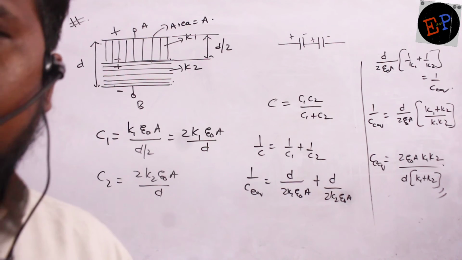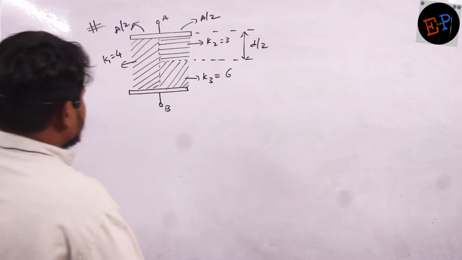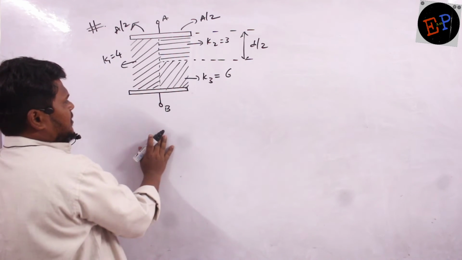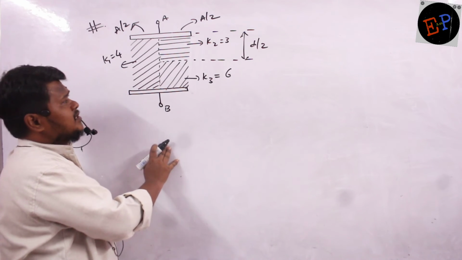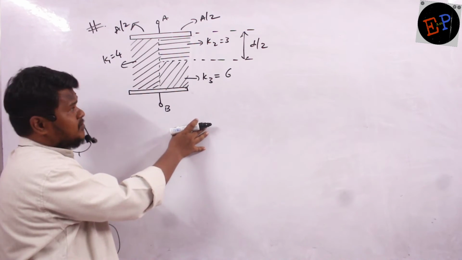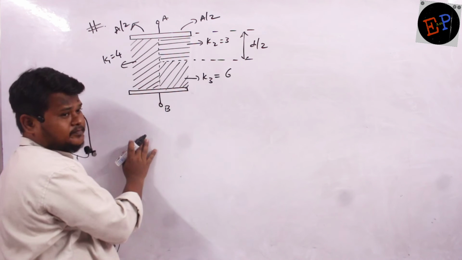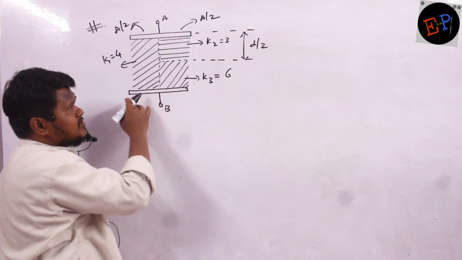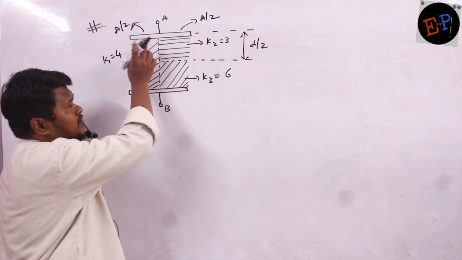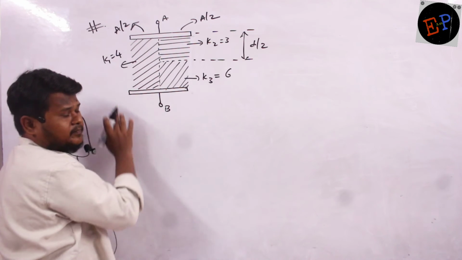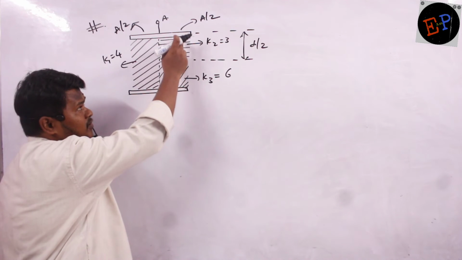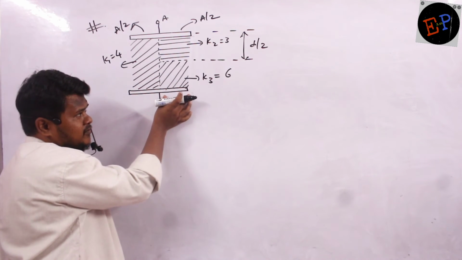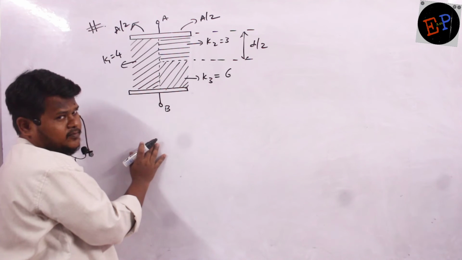Fine. So this is the given circuit. These are two plates A and B, and in between the plates there are three dielectrics, K1, K2, K3. K1 is covering the total distance d, but it is covering only half of the plate. K2 is covering only half of the plate and the distance is also half. K3 is covering half of the plate, and the distance is also half.